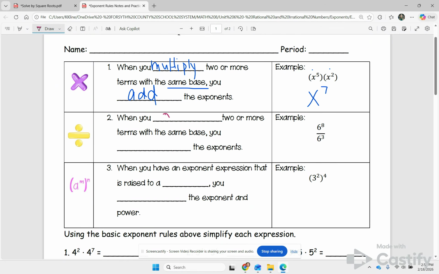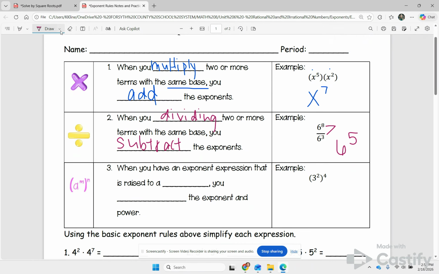Whenever you are dividing two or more terms, you are going to subtract the exponent. So again, you're going to keep the base and subtract the exponent. So here we're going to keep the base of 6, and then 8 minus a 3 is going to give me a 5. So 6 to the 5th power is going to be my answer.